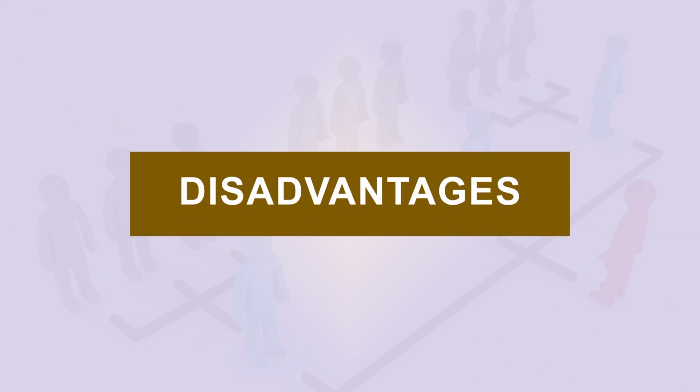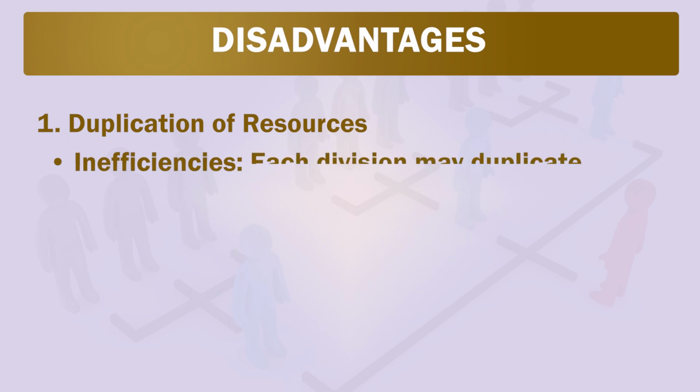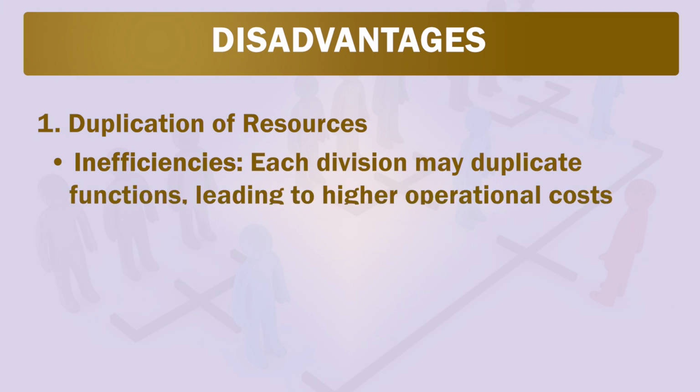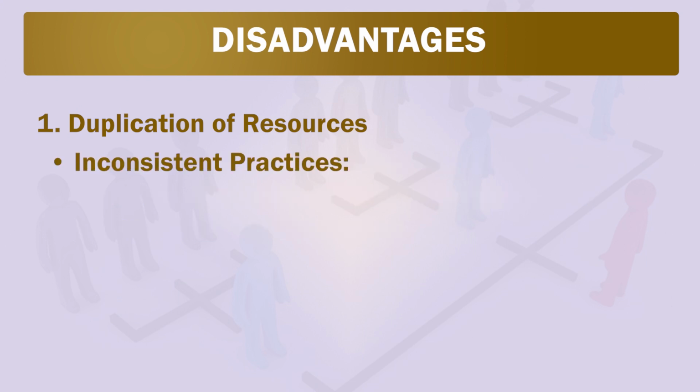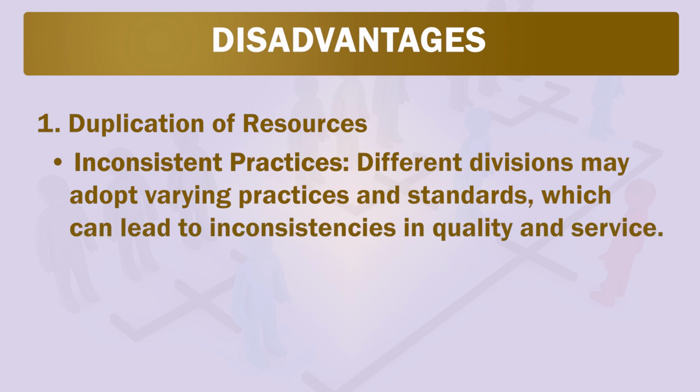Now, let us look into the disadvantages. The first is duplication of resources, which includes inefficiencies. Each division may duplicate the functions, leading to higher operational cost and resource inefficiency. Second is inconsistent practices. Different divisions may adopt varying practices and standards, and it can lead to inconsistencies in the quality and the service.